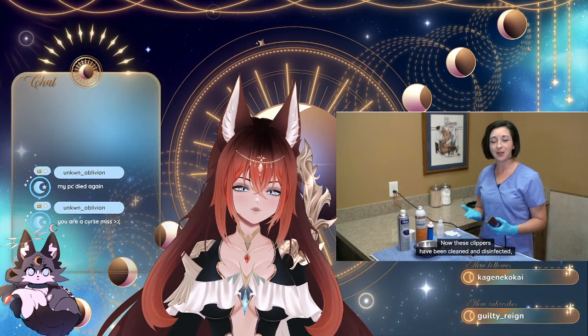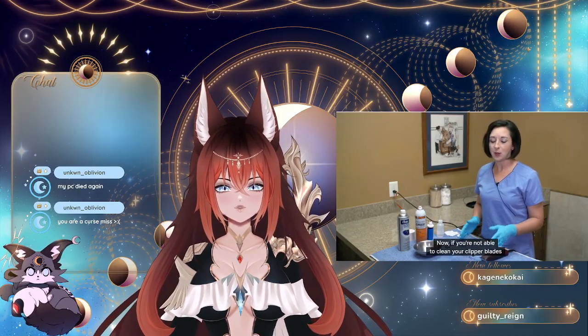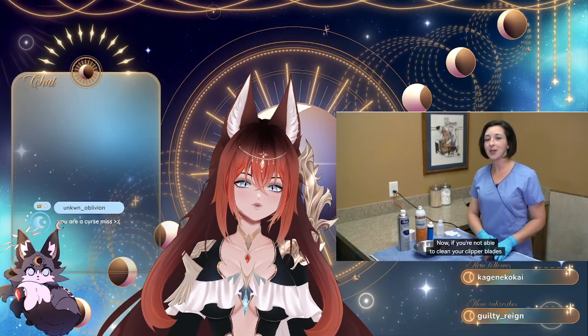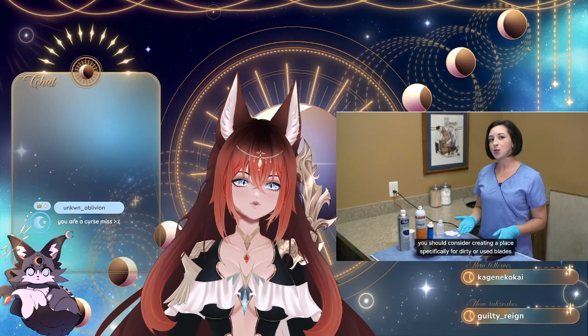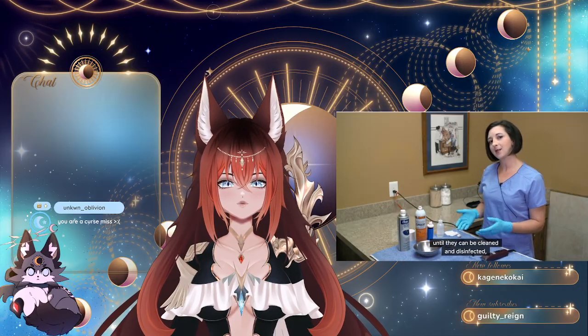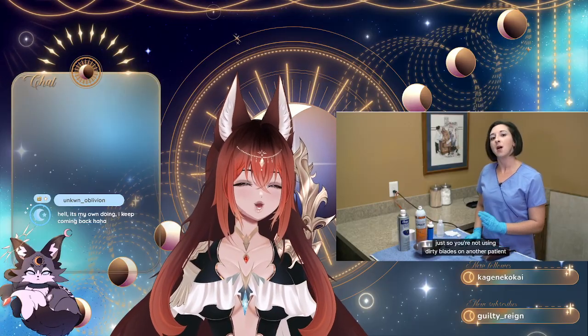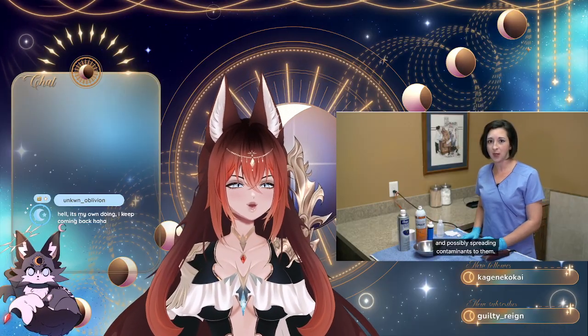Now these clippers have been cleaned and disinfected and they're ready to be used on the next patient. Now if you're not able to clean your clipper blades immediately after use, you should consider creating a place specifically for dirty or used blades until they can be cleaned and disinfected, just so you're not using dirty blades on another patient and possibly spreading contaminants to them.